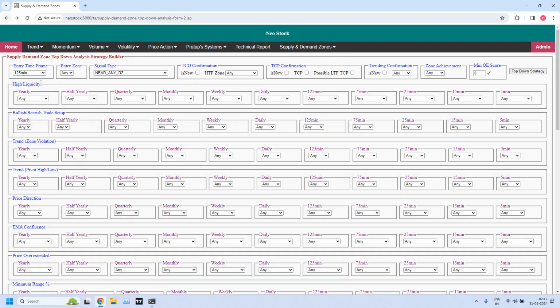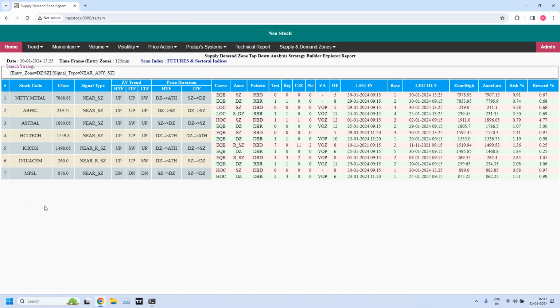So let me go back for 125 minutes time frame. Let us find the stocks near 125 minutes supply zone. These 7 stocks are filtered.